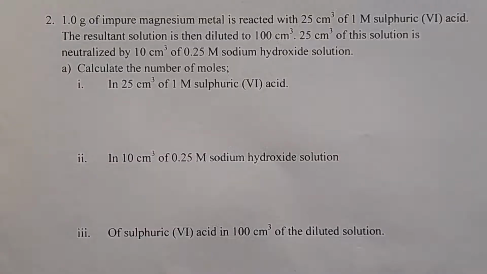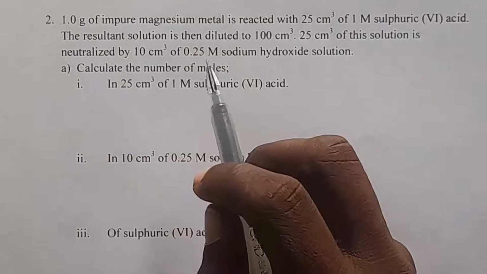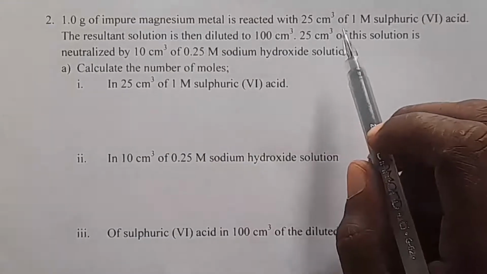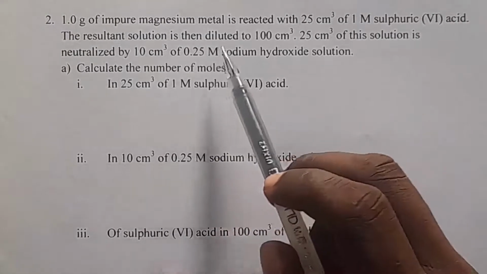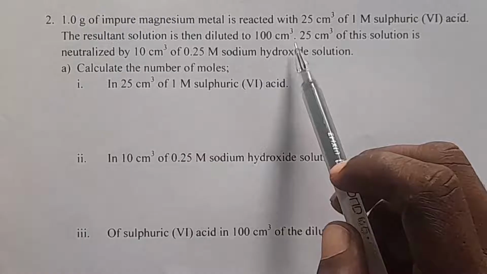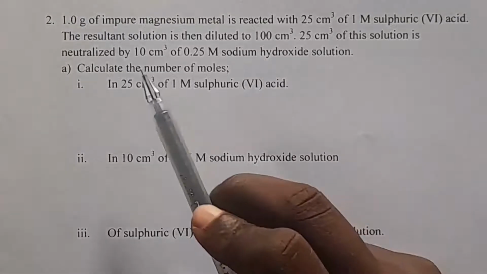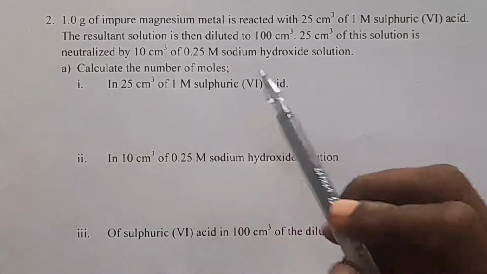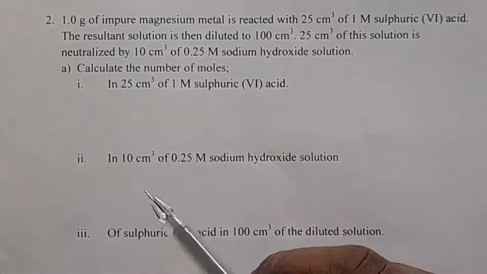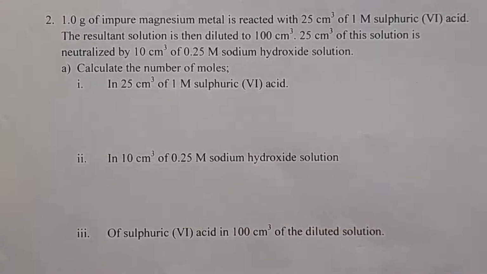So example 2, we are told 1.0 gram of impure magnesium metal is reacted with 25 centimeter cube of 1 molar sulfuric acid. The resultant solution is then diluted to 100 centimeter cube. Then we are told 25 centimeter cube of this solution is neutralized by 10 centimeter cube of 0.25 molar sodium hydroxide solution. So part A of the question, we are told to calculate the number of moles of sulfuric acid in 25 centimeter cube of 1 molar sulfuric acid.